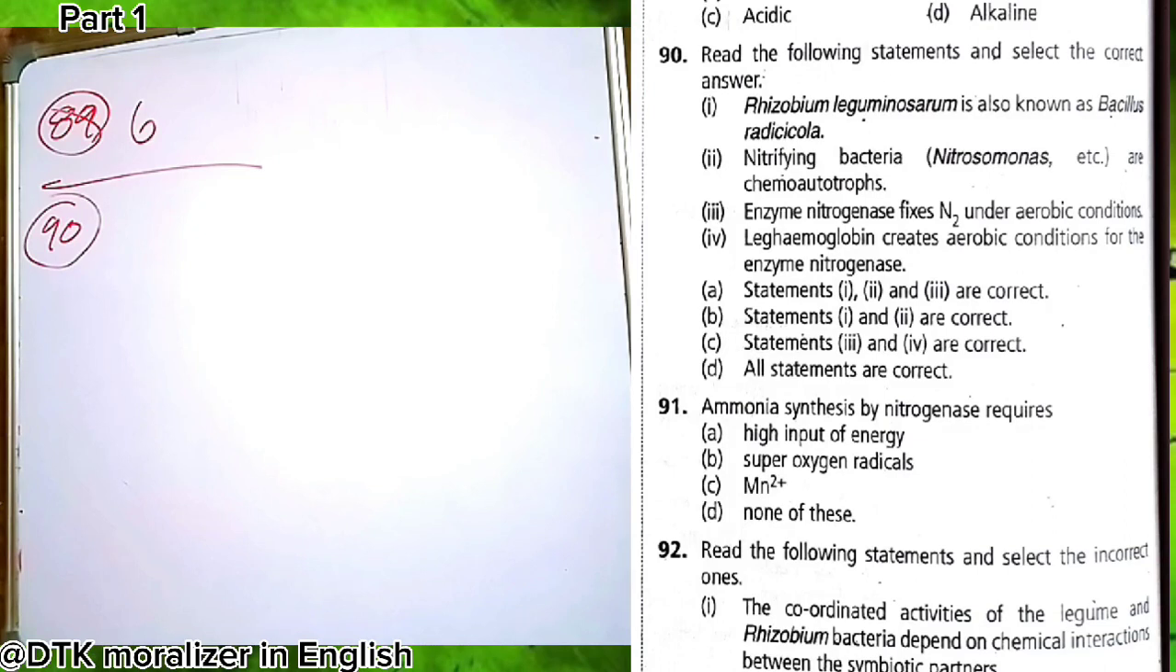Now question number 90. Read the following statements. Choose the correct ones. Rhizobium leguminosarum is also known as Bacillus radicicola, nitrifying bacteria, Nitrosomonas are chemoautotrophs. Enzyme nitrogenase fixes nitrogen under aerobic conditions. Leghemoglobin creates aerobic conditions for the enzyme nitrogenase.